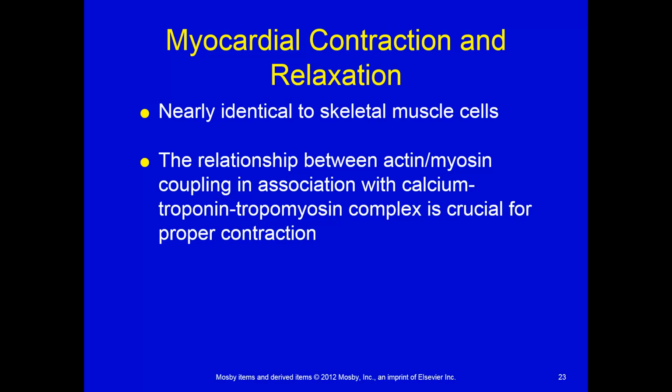Anyone know? What else? Calcium. So over here we have another site called troponin that needs calcium to bind to the troponin, which then talks to the tropomyosin site to release and allow for actin and myosin to couple and start to contract. So the relationship between actin-myosin coupling and association with the calcium, troponin, tropomyosin complex is crucial for proper contraction. We need calcium, and we need it to bind to the troponin to release the tropomyosin and allow for binding.